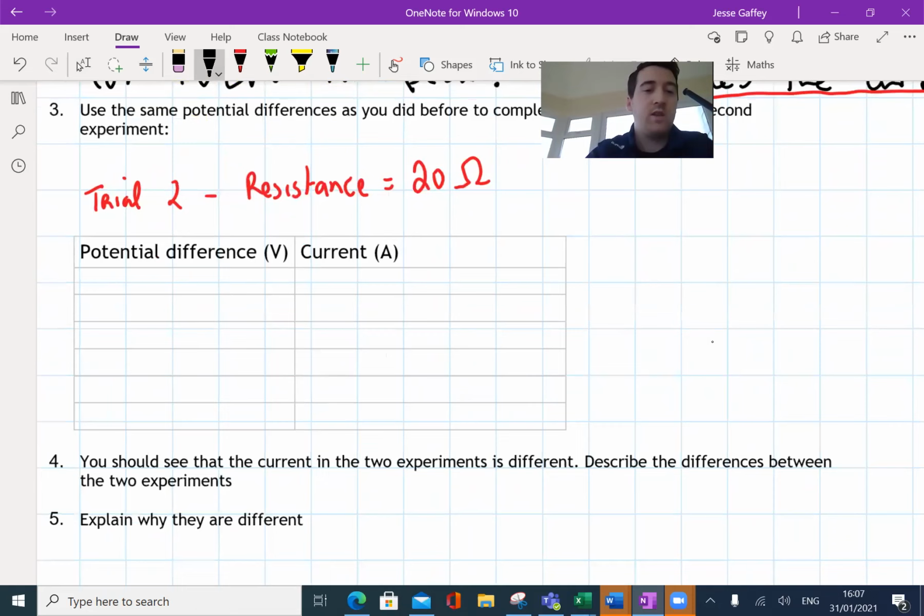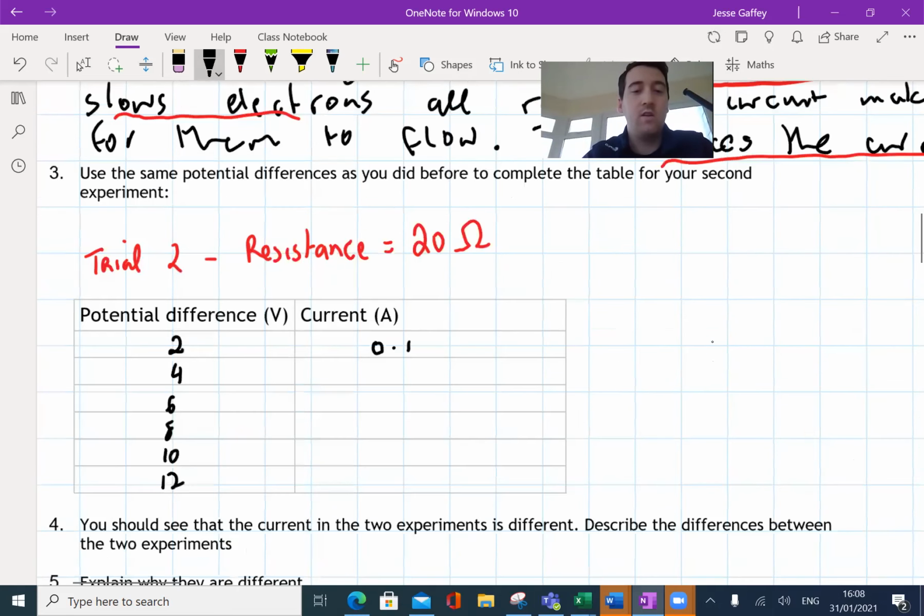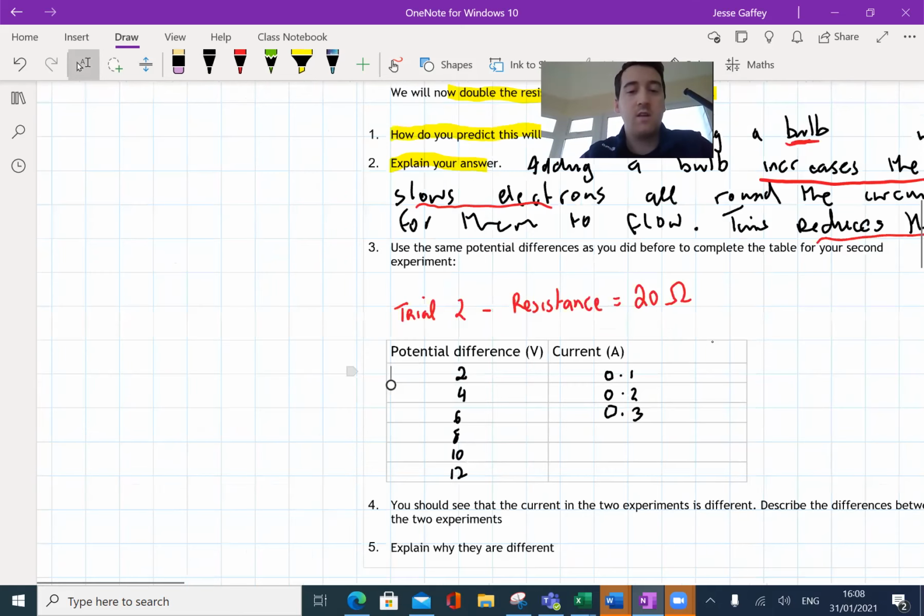As you can see, we still had the same voltages, so the same potential differences. We still did 2, 4, 6, 8, 10, and 12. And as you can see, the current this time has been reduced from the first time. Up here, it was 0.2 for 2 volts. Now it's 0.1. 0.4 then is 0.2. This would have been 0.3. I think that's what you would have got anyway.